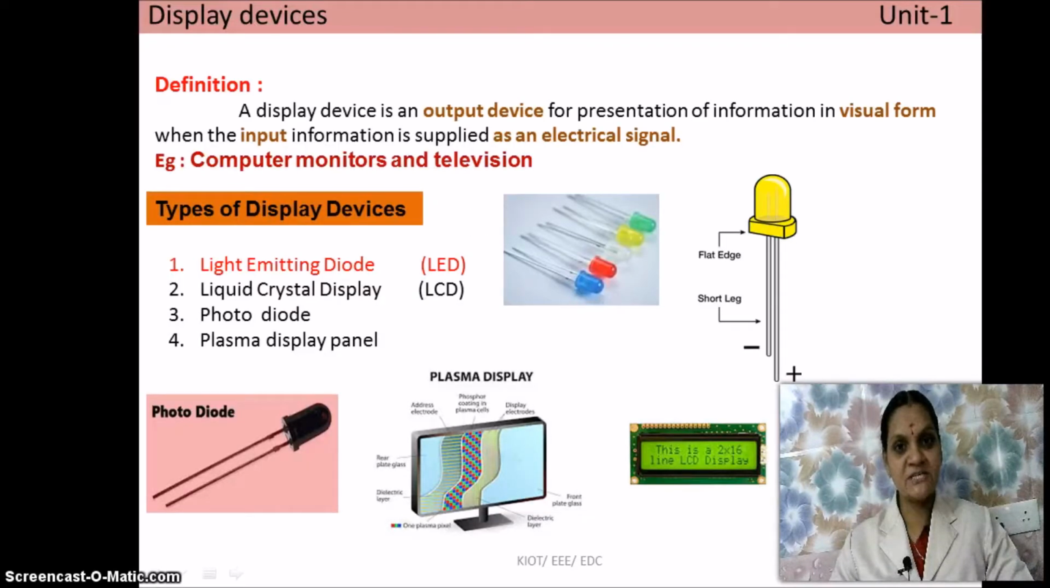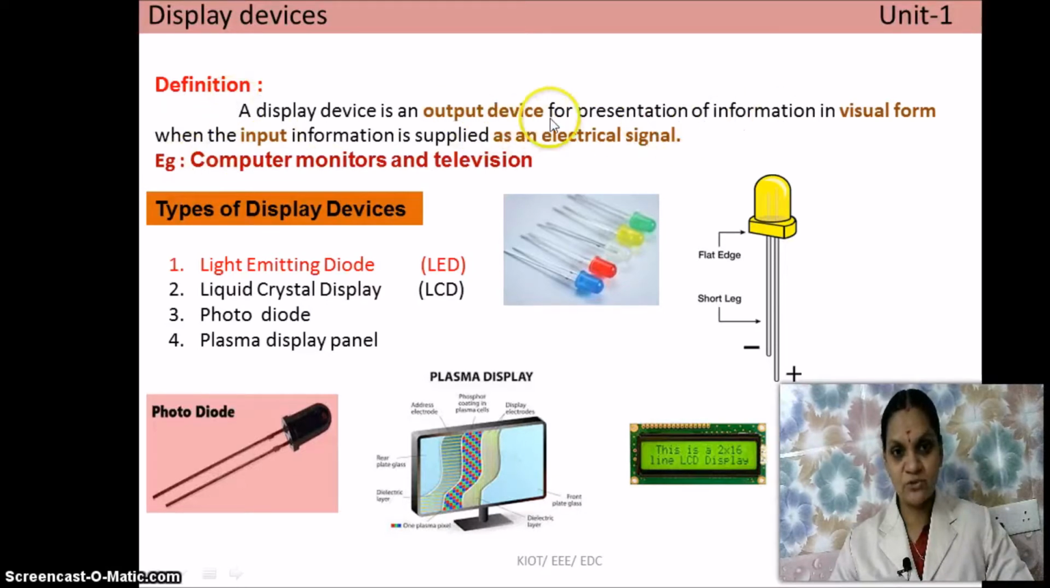The first one is display devices. Let us see the definition. What do you mean by display device? Any idea? A display device means some information we want to display to the audience, maybe in a visual form. So some information has to be displayed in visual form for the given input in electrical form. That means a display device is a device that converts electrical signals into a visual form of information delivery. That is the definition of display devices.